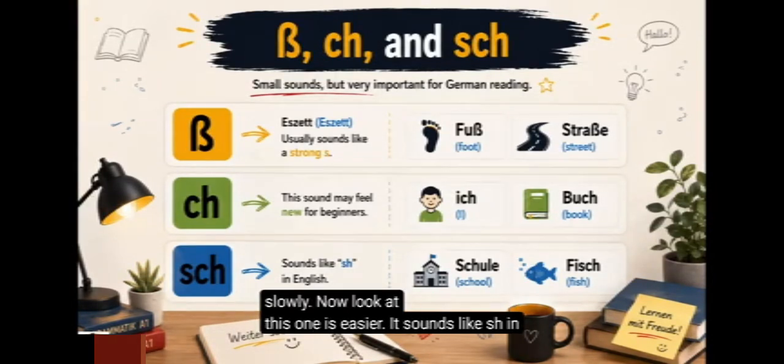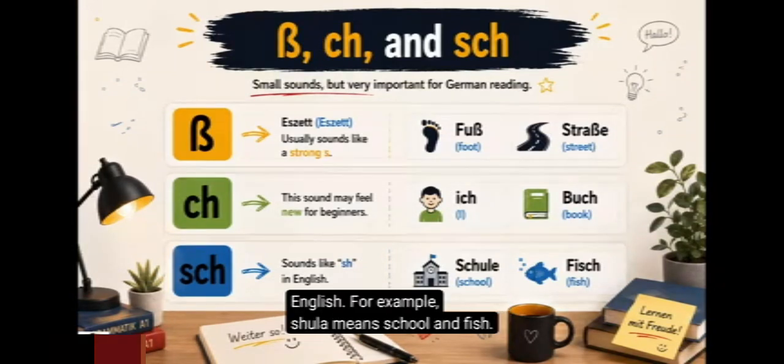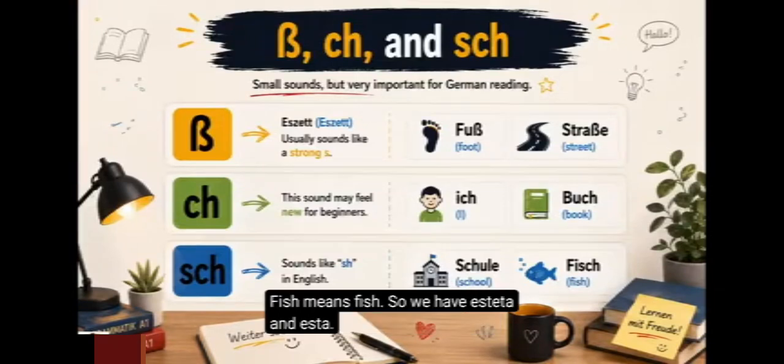Now look at sch. This one is easier. It sounds like sh in English. For example, Schule. Schule means school, and Fisch. Fisch means fish. So we have sz, ch, and sch. Small sounds, but very important for German reading.